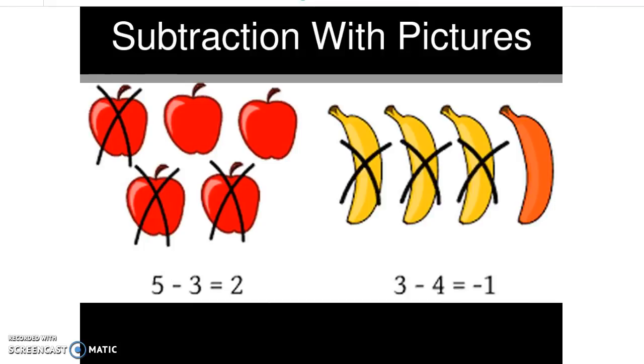This is an example of one of the pictures that I would show my students. A set of 5 apples and then an X through 3 of them, and ask students how many apples are left, which the answer is 2. And then maybe a picture of the bananas, which are 4, and do 3 minus 4, which is -1. It would kind of help them see what exactly they were going for.